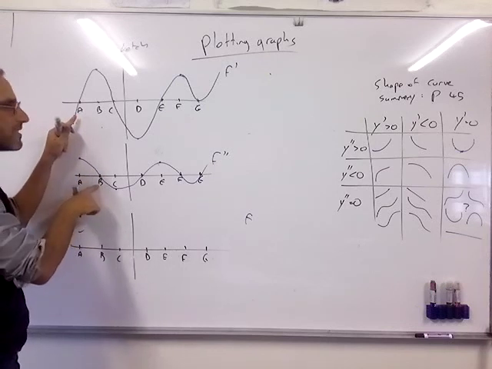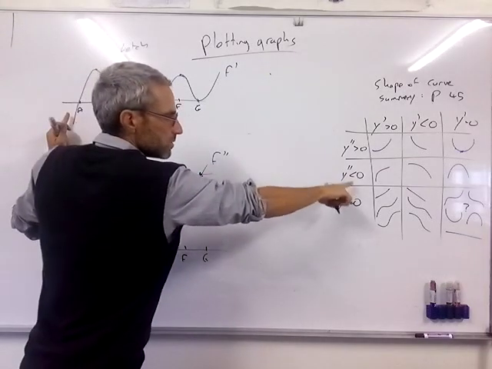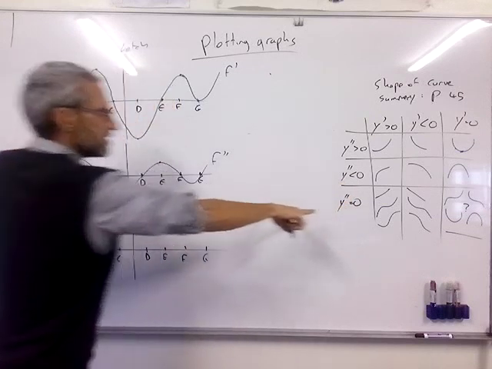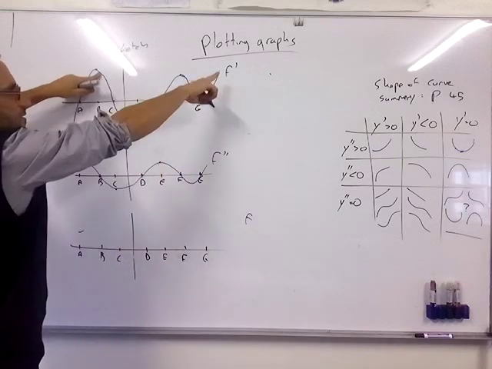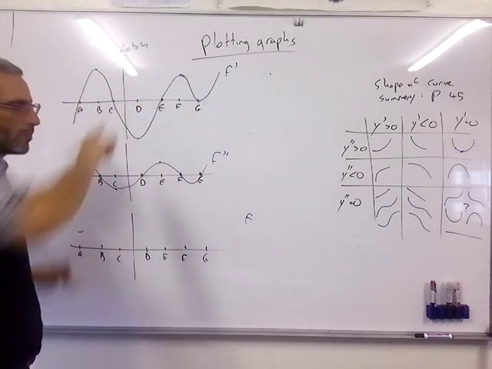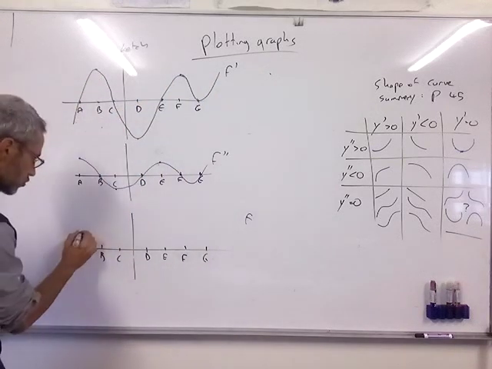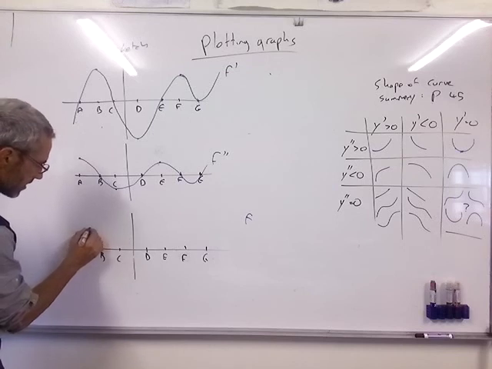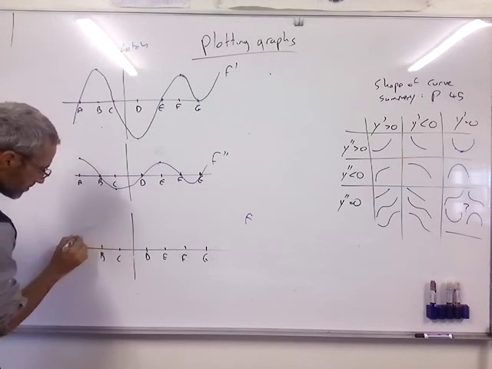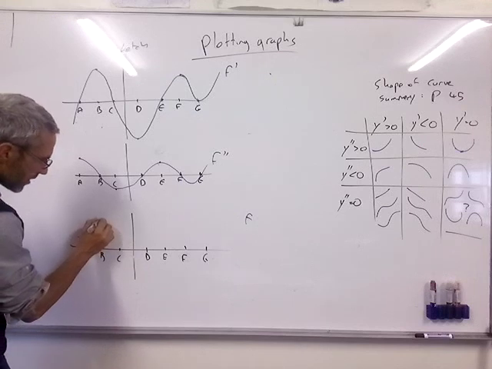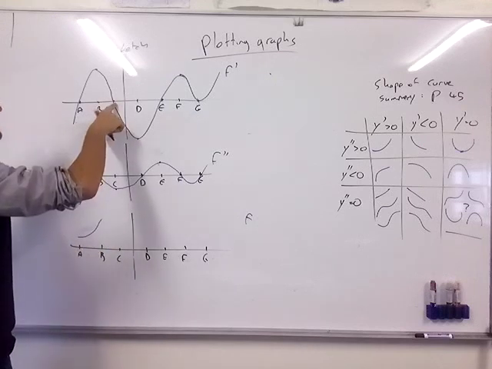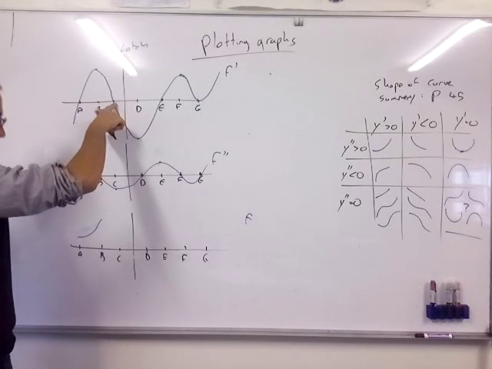In B, the second derivative is 0, but the first derivative is still positive, so it's still going up, but it's a point of inflection. So I'm going to draw it like this. Here it's going to go up, and it is still going to go up, but it's a point of inflection.